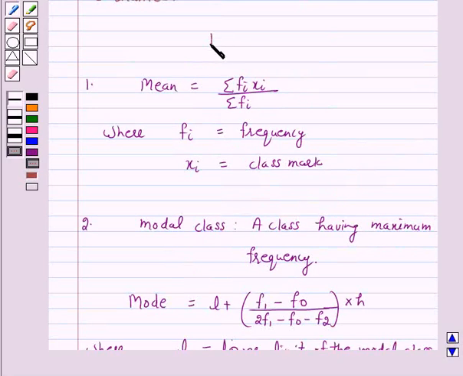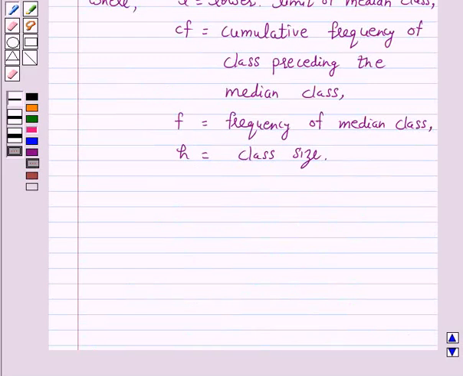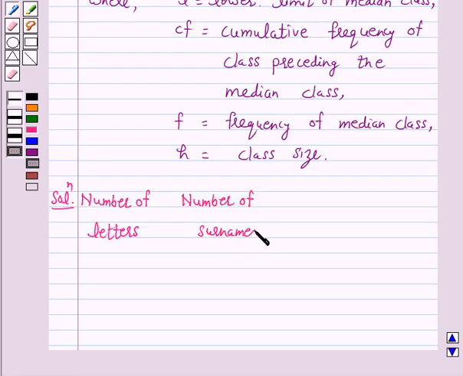So this is a key idea behind our question. We will take the help of this key idea to solve the above question. So let's start the solution. Now we are given the number of letters and the number of surnames. That is, we are given the class intervals and fi.